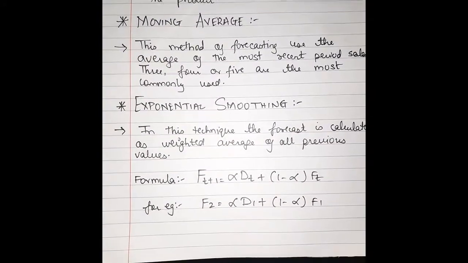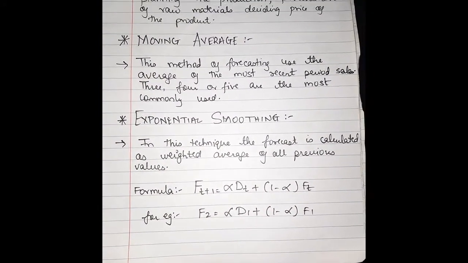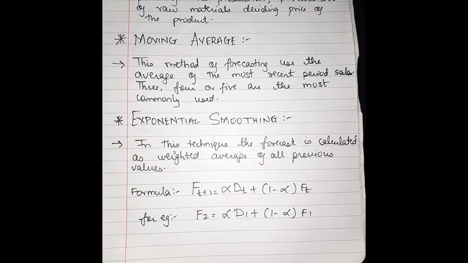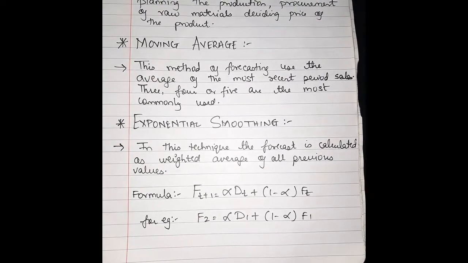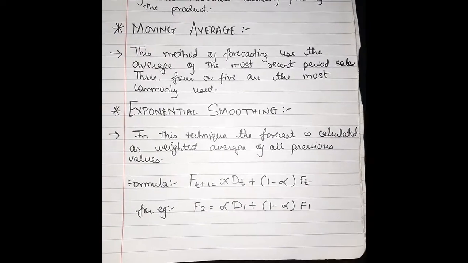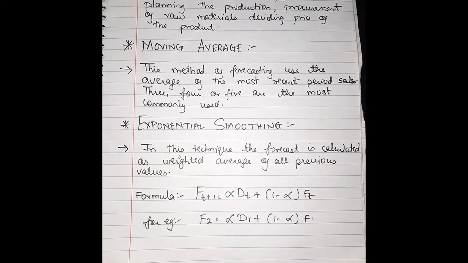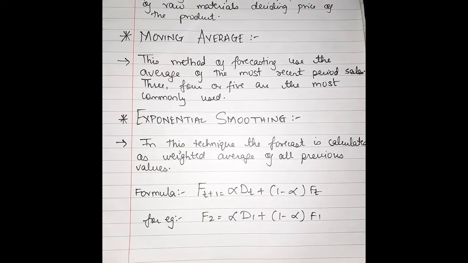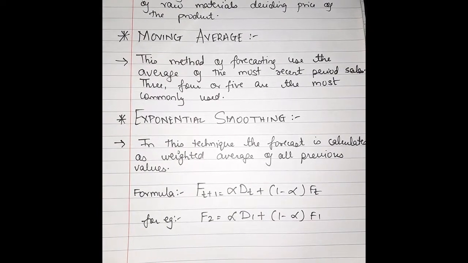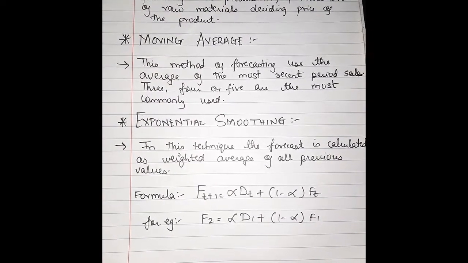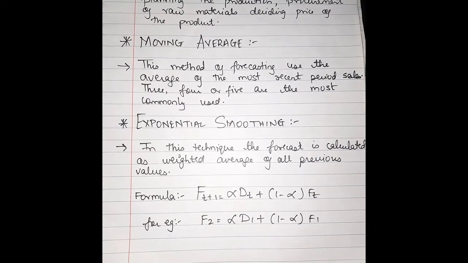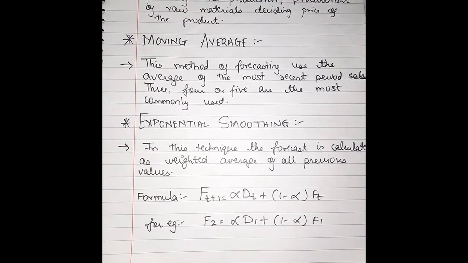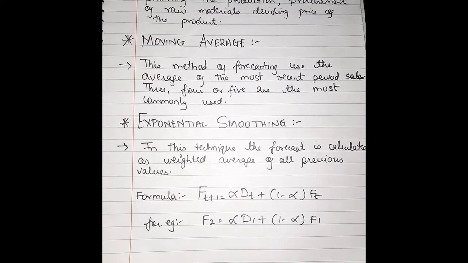And the second one is the exponential smoothing method. In this forecasting technique, the forecast is calculated by using the weighted average of all the previous values, and the formula is F(t+1) = alpha * D(t) + (1 - alpha) * F(t), where F is the forecast, D is the demand, and t is the time period.